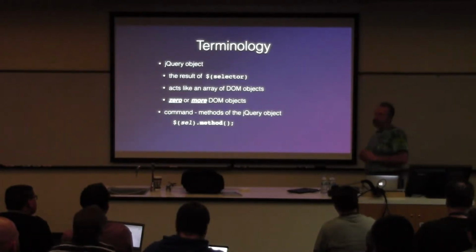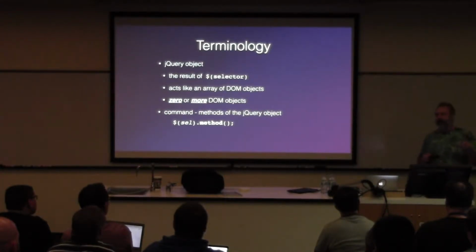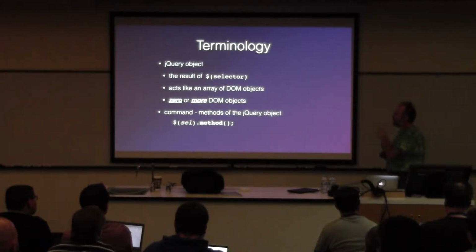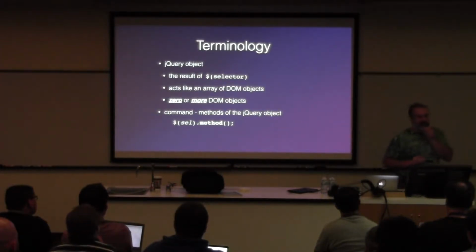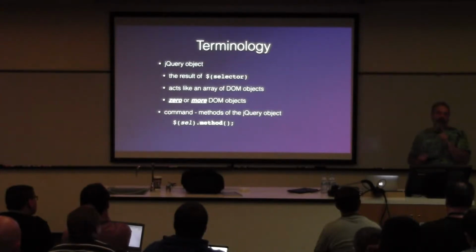Terminology: a jQuery object. The $ sign is not the jQuery object. That's the jQuery function. You use the jQuery function with a selector and it returns a jQuery object. This third sub-bullet point is important, and it'll help you if you keep it in mind: jQuery objects hold 0 or more elements. A lot of people think it holds 1.